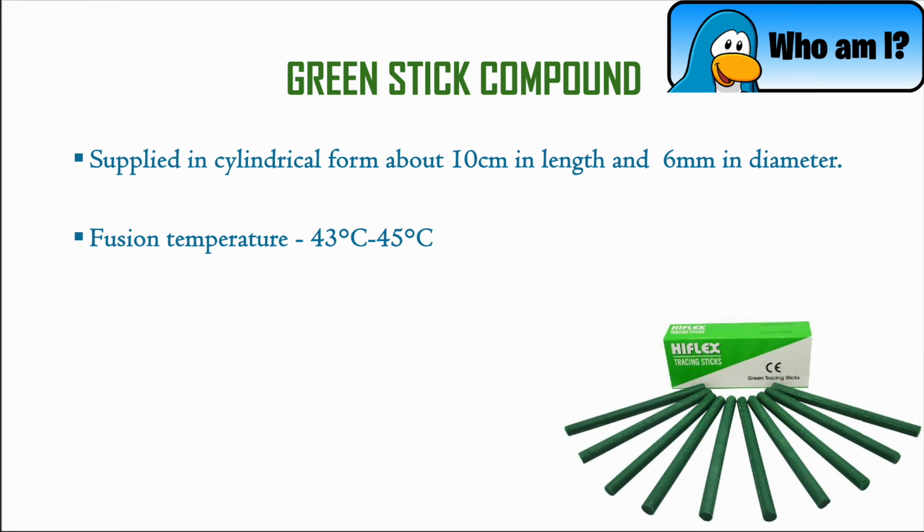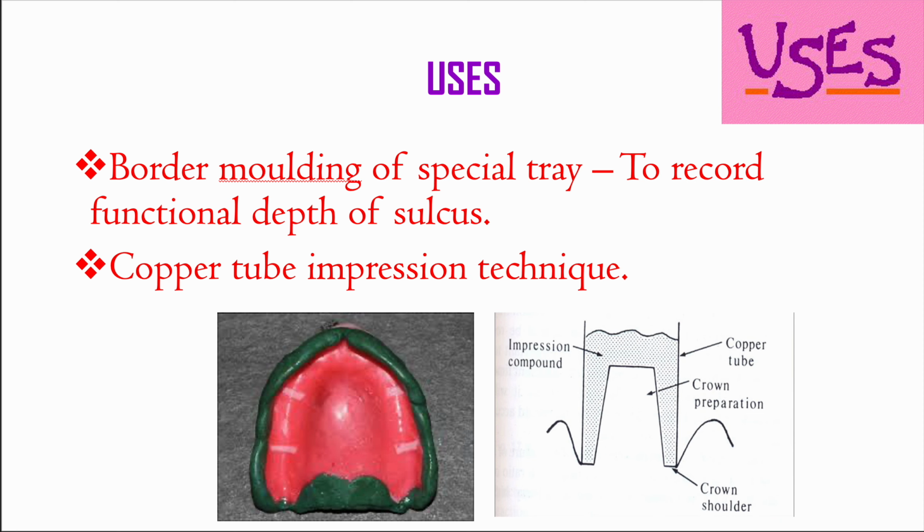So this is the green stick compound. It is supplied in the cylindrical form, almost 10 centimeter in length and 6 millimeter in diameter. Fusion temperature comes around 43 to 45 degrees Celsius. Uses of the green stick compound include border molding of special tray that is used to record the functional depth of the sulcus. Not only the depth, but also the functional width of the sulcus. It is also used for copper tube impressions, for making single tooth prepared impressions.